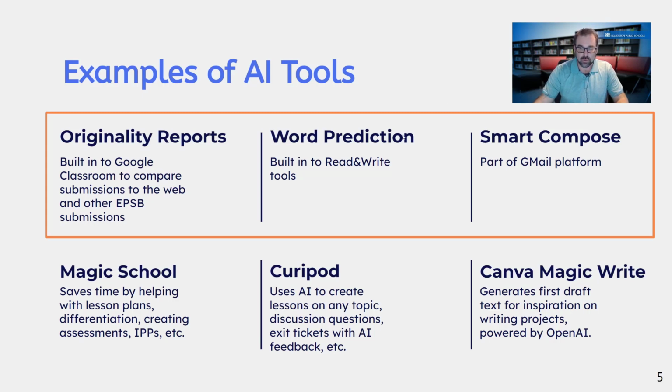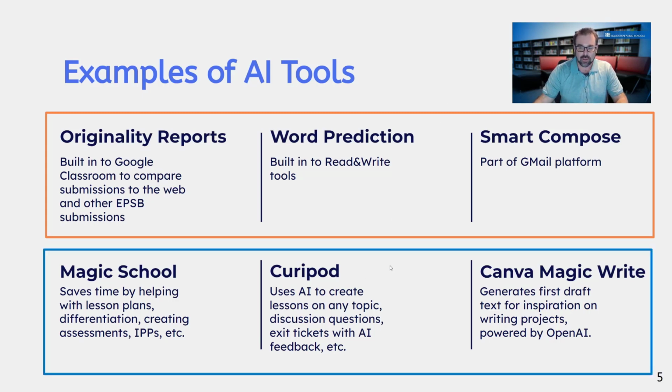Tools like Magic School, Curipod, and Canva Magic Write, on the other hand, are generalized AI tools and can do a number of activities on behalf of the user. Magic School can pull from curriculum, design lesson plans with differentiation examples, even creating assessments and IPPs according to the manufacturer. Curipod is a way that you can provide a prompt to the system and have it actually generate a slide deck to match the topics that you're trying to teach.